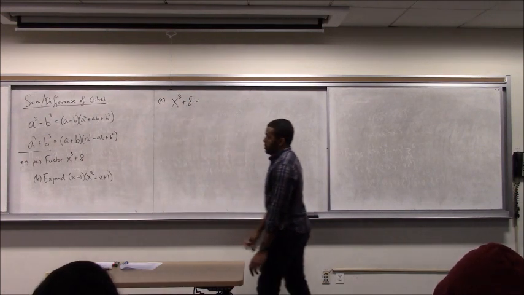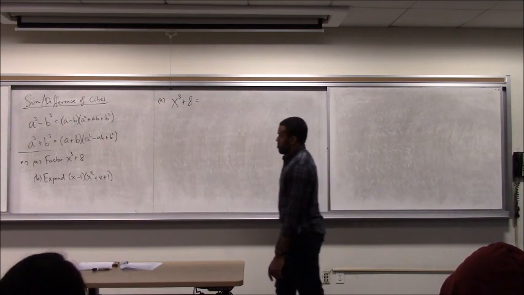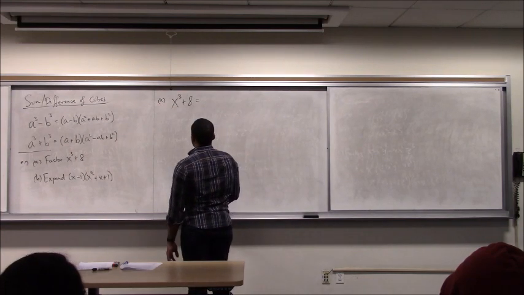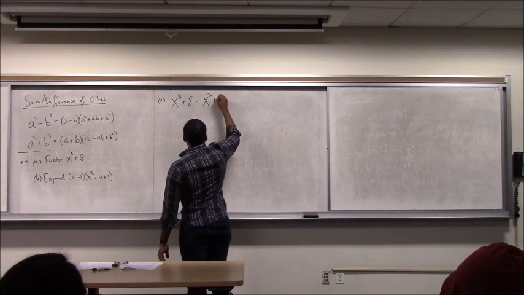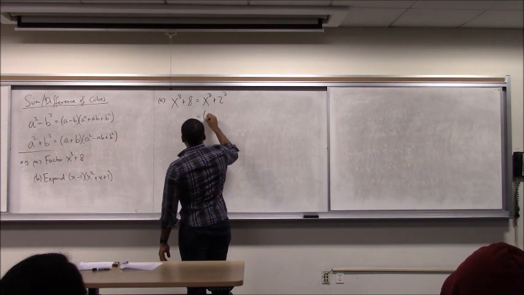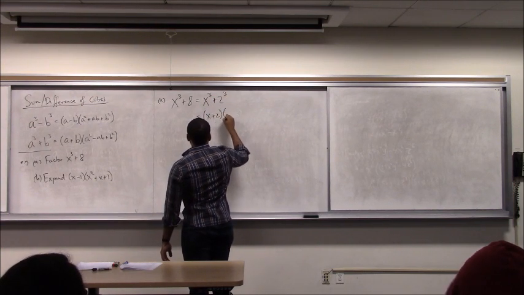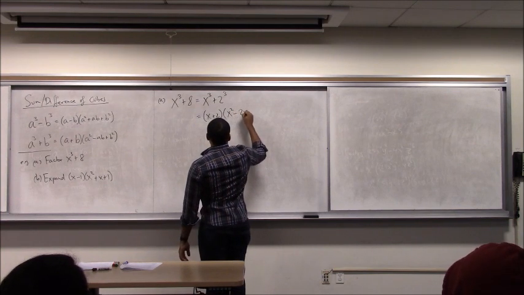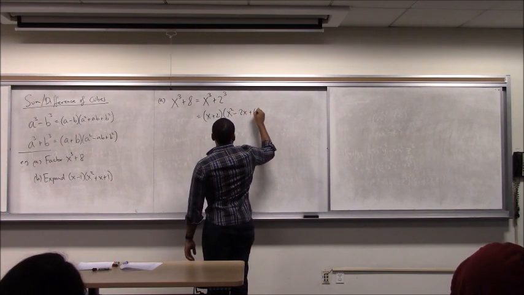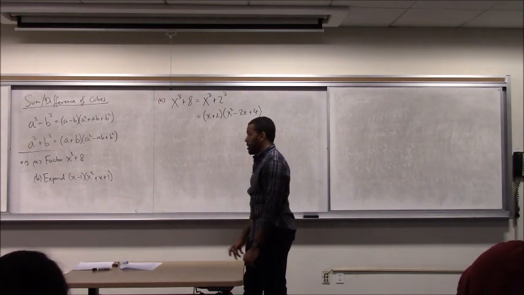What does that factor into? Right, so you're seeing that this, you can think of it as that. And so now, parentheses x plus 2, parentheses x squared minus 2x plus 2 squared, which is 4 plus 4. That's how you factor that expression.